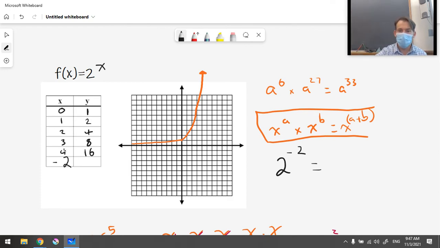The negative, what do I do when I see a negative exponent, if I want to evaluate that? Yes, I put it to the bottom of a fraction. So I have 1 over 2 to the 2. What's 2 to the 2? I have it over here. 4. So this is 1 over 4. 2 to the negative 2 is 0.25, if you like. 25 cents, 1 quarter.